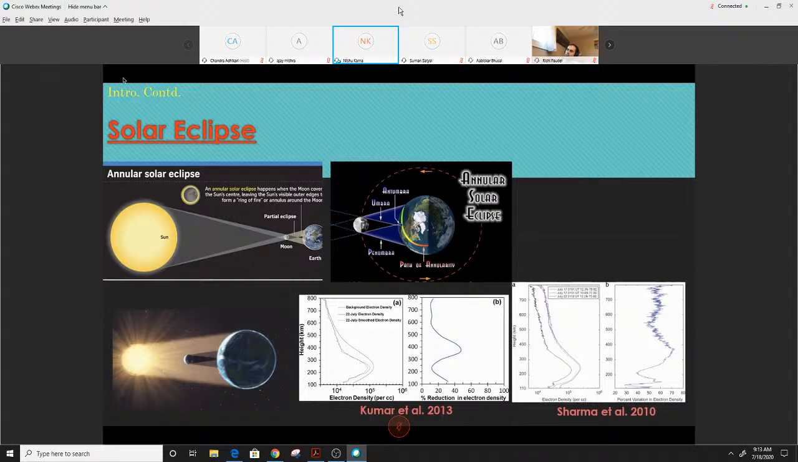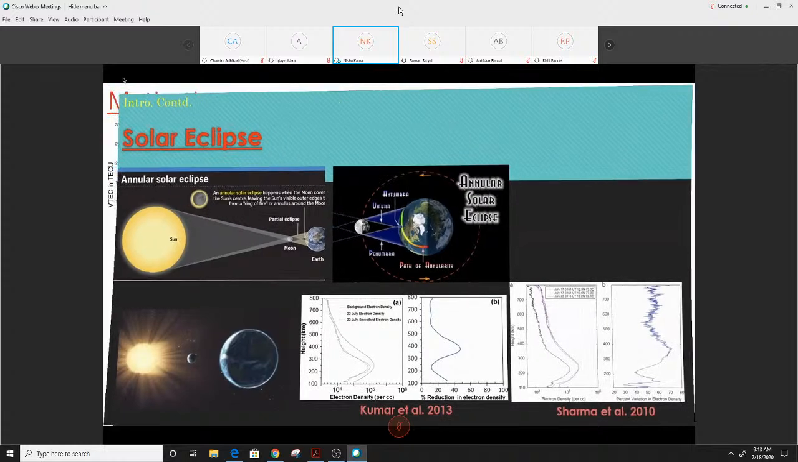Actually, what happens during a solar eclipse is the amount of solar radiation reaching the Earth diminishes. As a result, the production of plasma is reduced. So we expect a lower electron density in the ionosphere during a solar eclipse, as we can witness from previous studies as well.